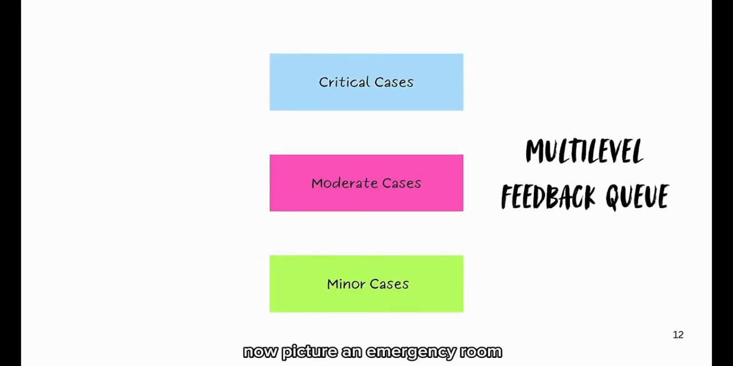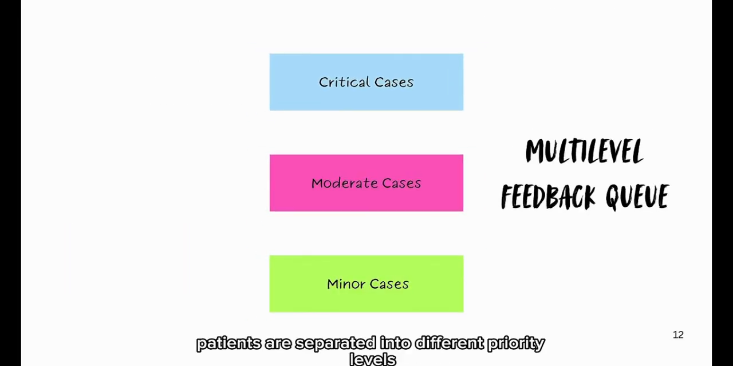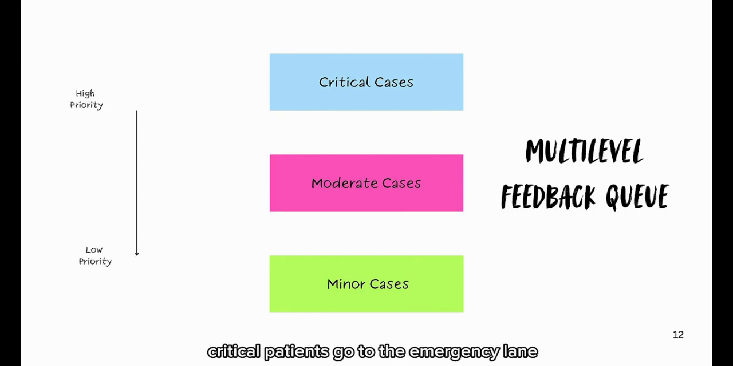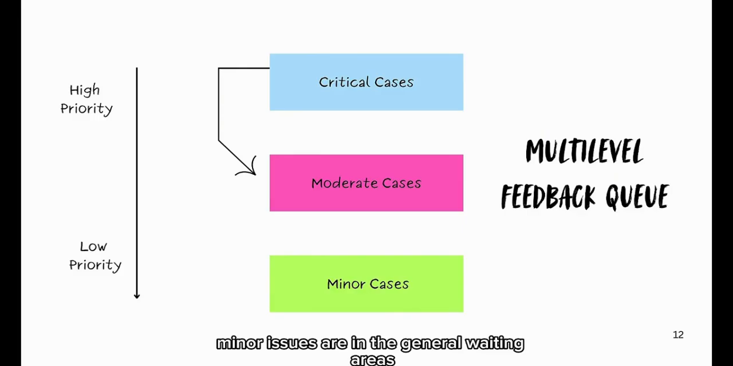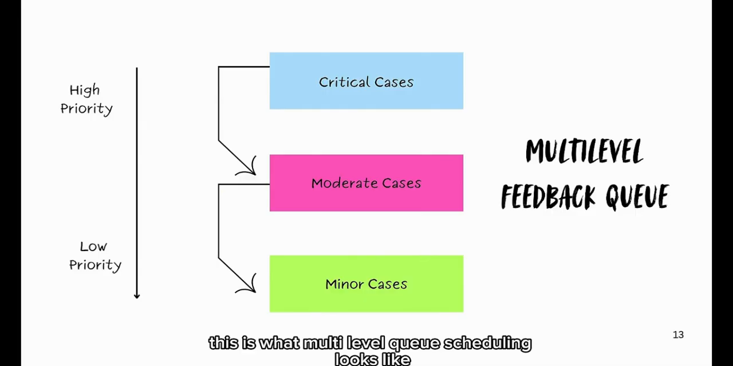Now picture an emergency room. Patients are separated into different priority levels. Critical patients go to the emergency lane, moderate cases wait in the regular line, minor issues are in the general waiting areas. This is what multi-level queue scheduling looks like.